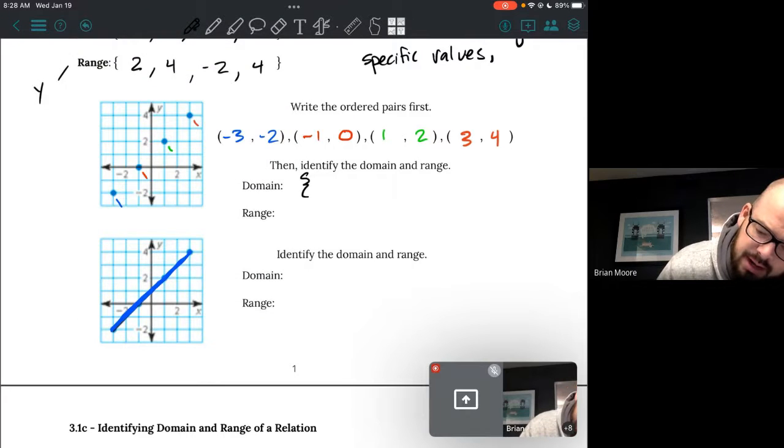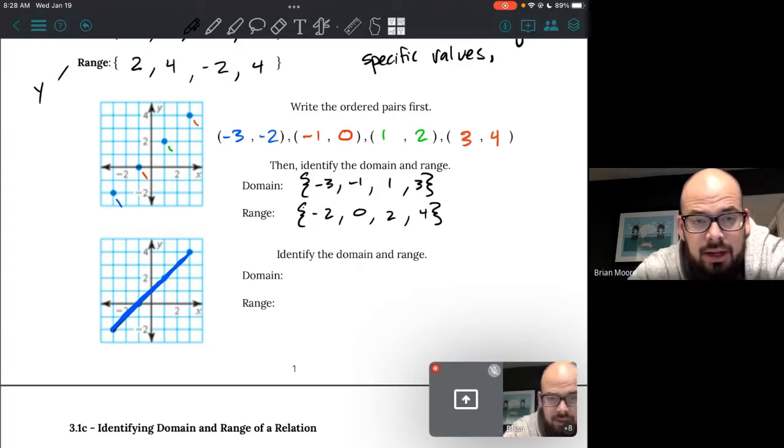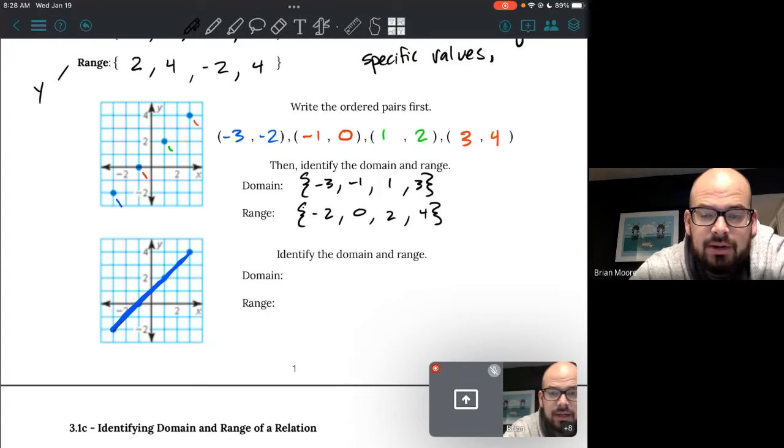So our domain is going to be a list of the x values, and our range is going to be the set of y values. All we're doing is looking at information and writing it down in a different format for people to understand. Okay?